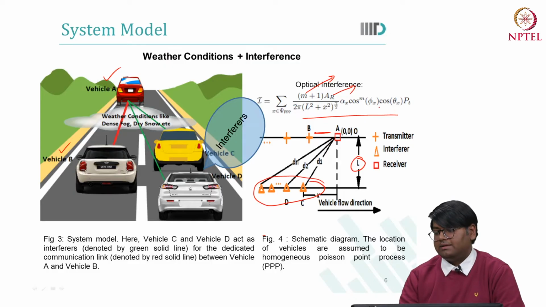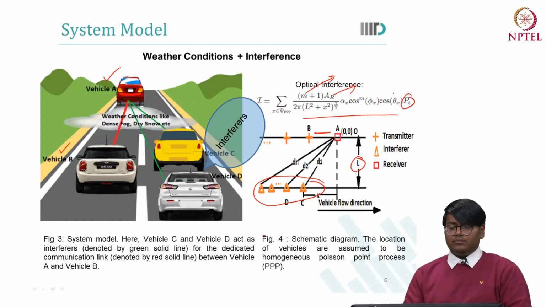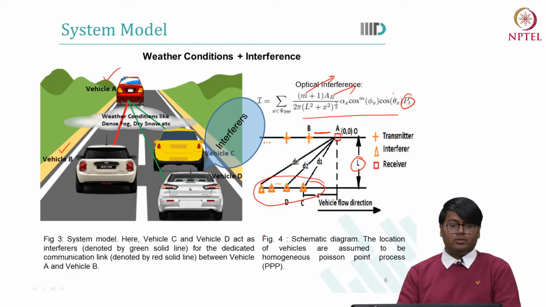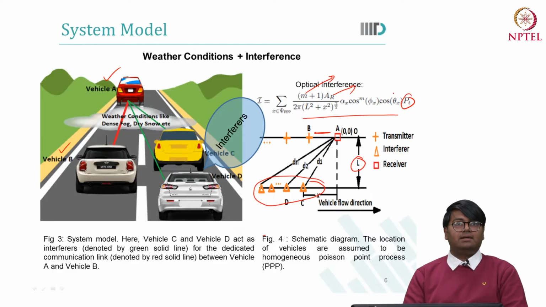Again, these parameters have already been discussed in the previous module. This is your angle of incidence and angle of irradiance, and PT is the transmit power of this vehicle. Now, we are going to analyze the performance of this whole system using various analytical tools of stochastic geometry.